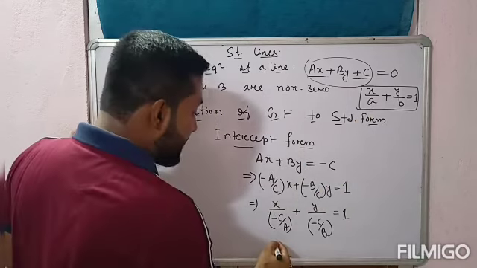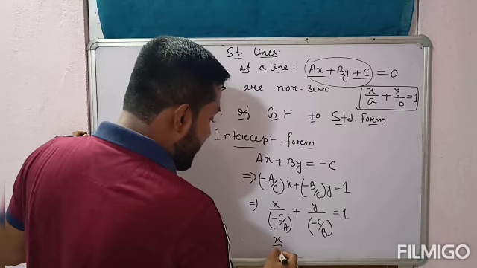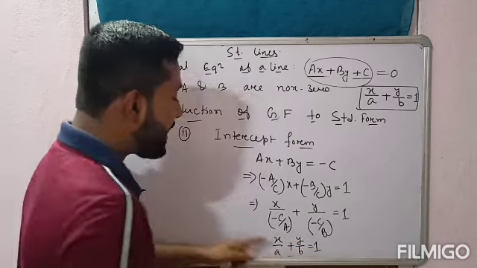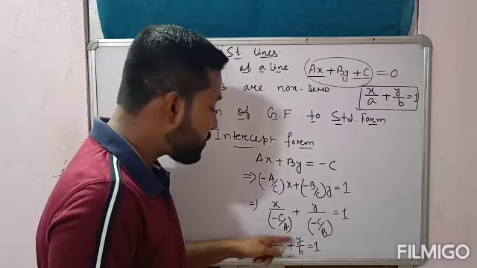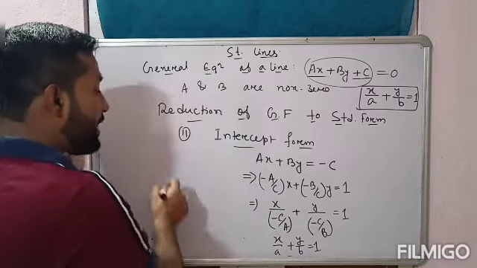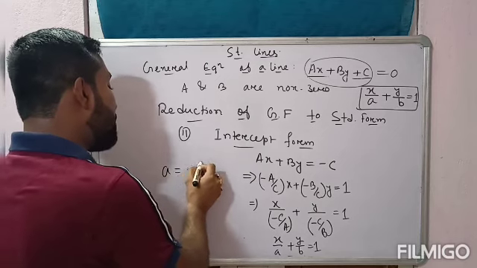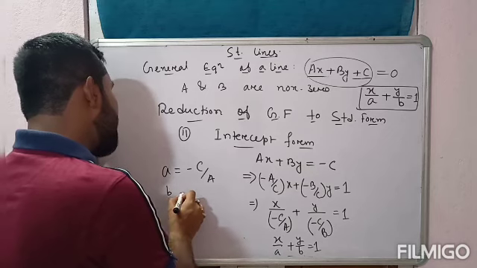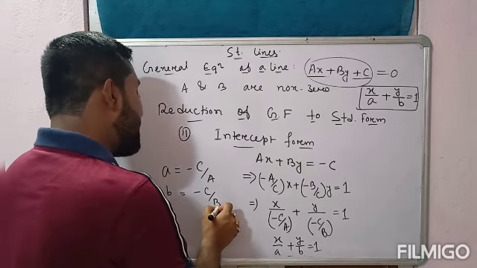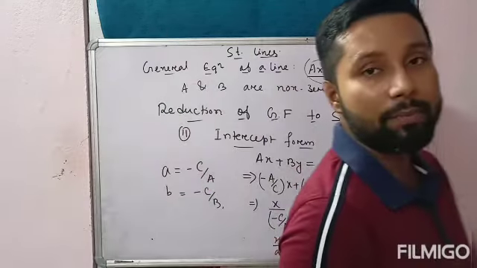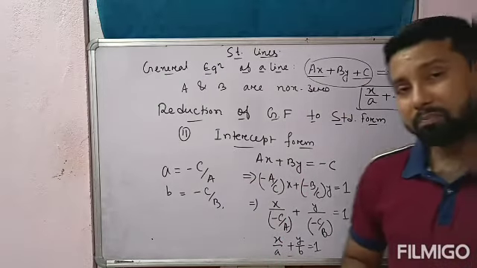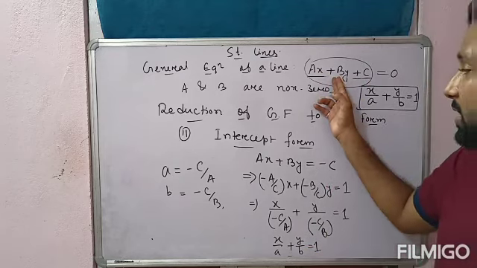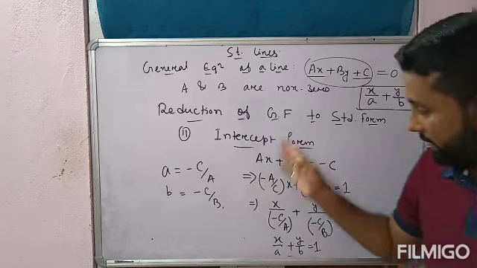Now we can compare this equation with x by a plus y by b is equal to 1. So if I compare this equation with x by a plus y by b equal to 1, then see what will be the value of a. Small letter a equal to minus c by a, which is called x intercept, and small letter b is equal to minus c by b. This is called y intercept. That's it. ठीक है? So whenever you are asked to reduce any linear equation into intercept form, these are the steps.